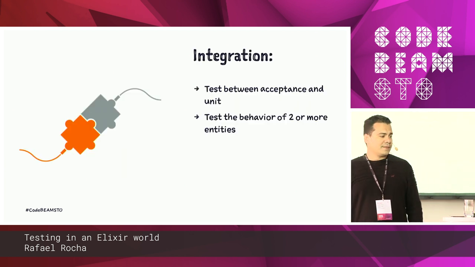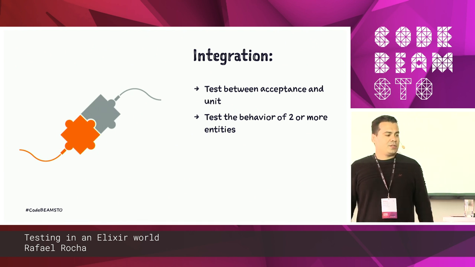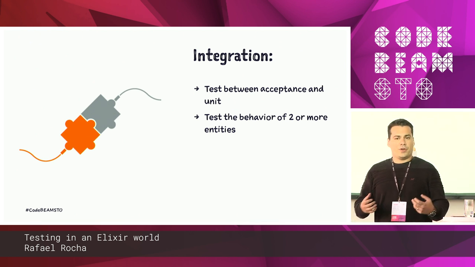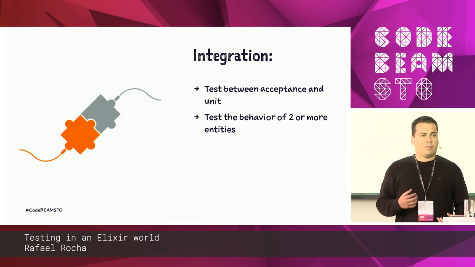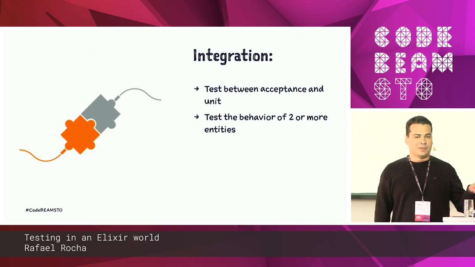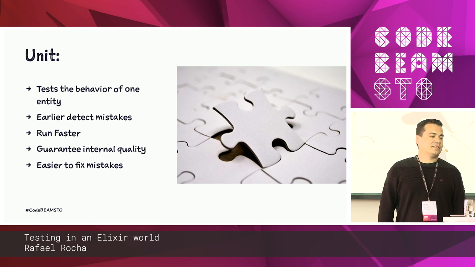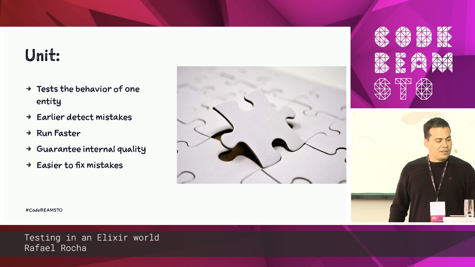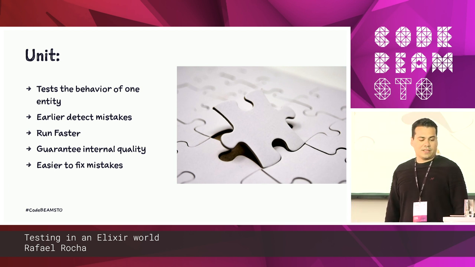Another type of test is the integration test. It sits between acceptance and unit, and tests the behavior of two or more entities. So we are testing the message exchange between one or more modules. And usually here is where most of the problems live. And we also have the unit test. It tests the behavior of one entity, detects mistakes early, runs faster, guarantees internal quality, and makes mistakes easier to fix.